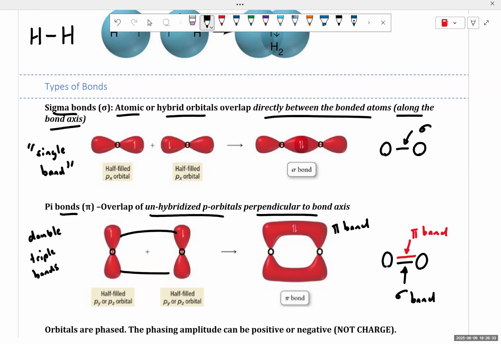Putting this together, if we look at our two oxygen atoms, we have our sigma bond, which is the overlap of the two oxygen p orbitals along the bond axis. And then the pi bond is the overlap of p orbitals perpendicular to the bond axis. And these two different types of bonds, these two different types of orbital overlaps, represent this overall oxygen-oxygen double bond.